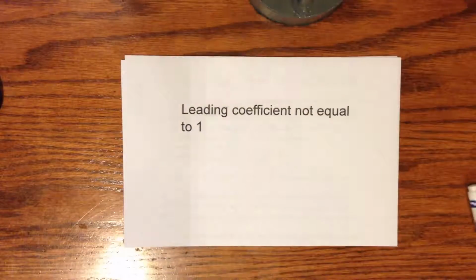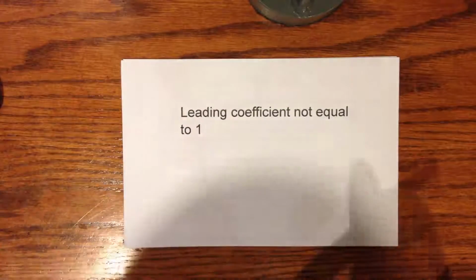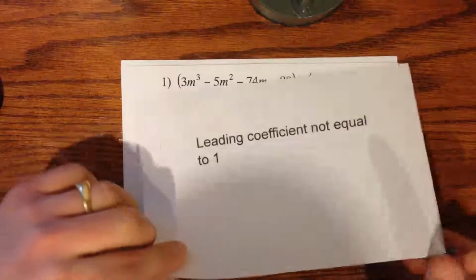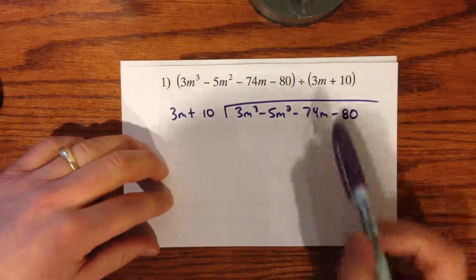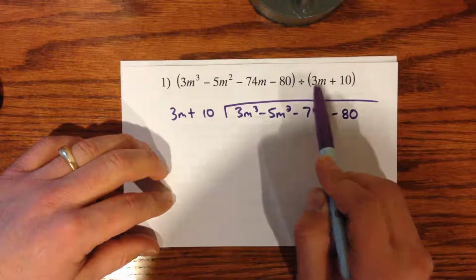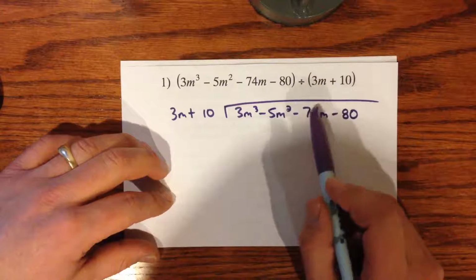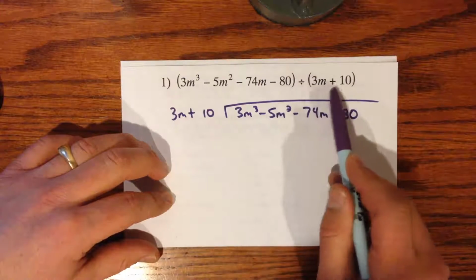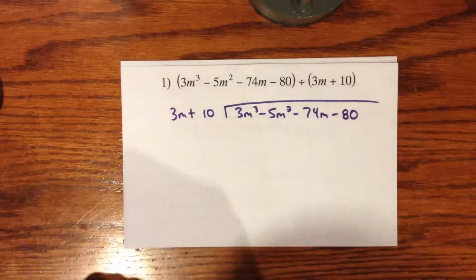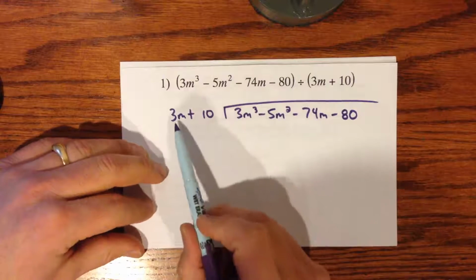Okay, now the second handout that you got on this dividing has a sheet that says the leading coefficient is not equal to 1. So this is what I mean. This leading coefficient, this 3, it's obviously not a 1. 3m plus 10. All the other ones that we've done so far had 1m plus 10, where the leading coefficient was 1. Now when it's 3, it's really not that different. You just got to make sure that you think about this.